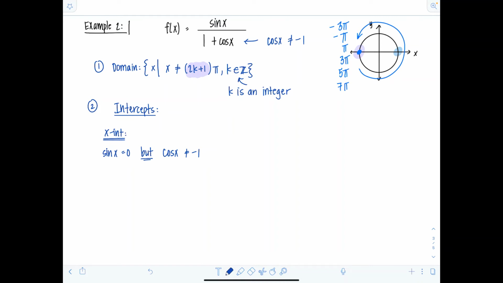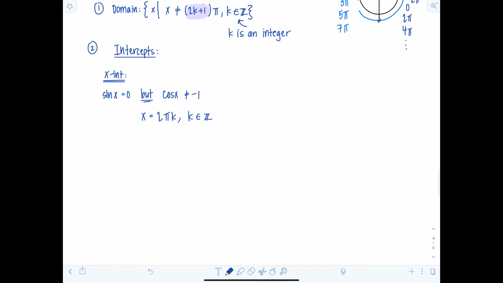Let's see, that would be when x is 0 or 2 pi or 4 pi, etc., or -2 pi or -4 pi or -6 pi, etc. All the even multiples of pi. So that would be x equals 2 pi k, where k is an integer. So you have infinitely many. If you were to write it as an ordered pair, it would be 2 pi k, comma 0. Those are all of our x-intercepts.